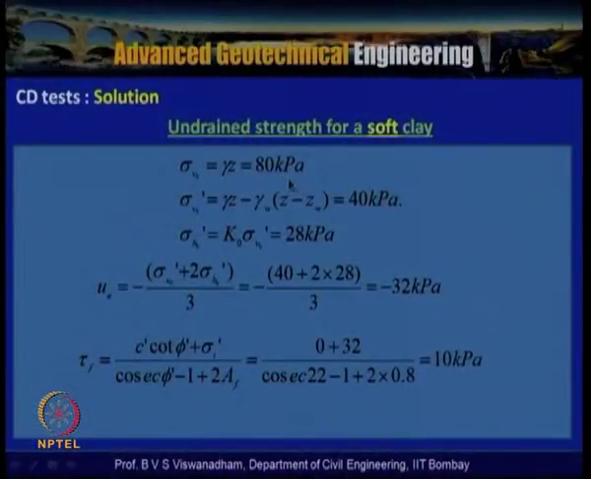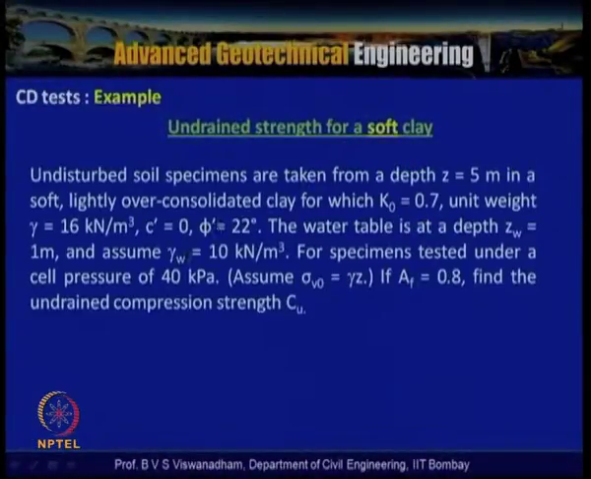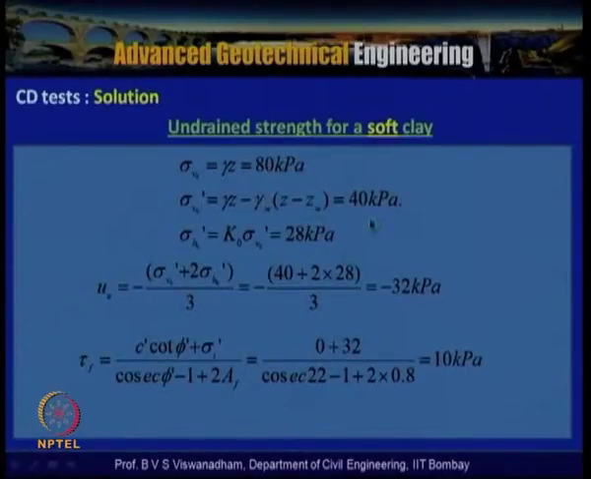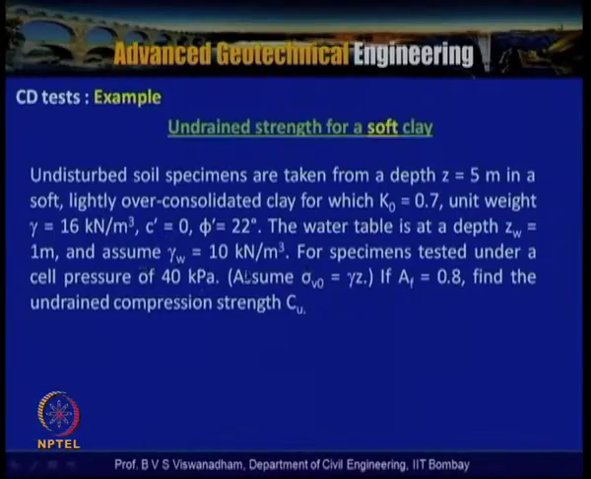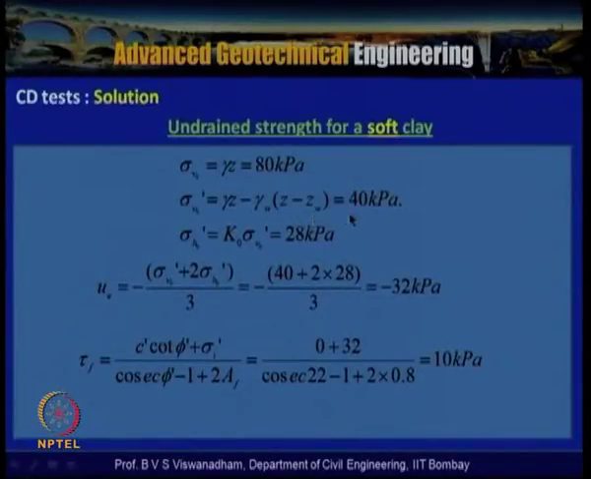We can first get the vertical stress, which is nothing but 16 kilonewton per meter cube times 5 meter depth, so it is 80 kilopascals. The effective stress is obtained considering that the water table is at a depth of 1 meter. Once we know the effective stress, and K naught is given as 0.7, and sigma dash V naught is actually 40 kilopascals, with that what we get is 28 kilopascals.